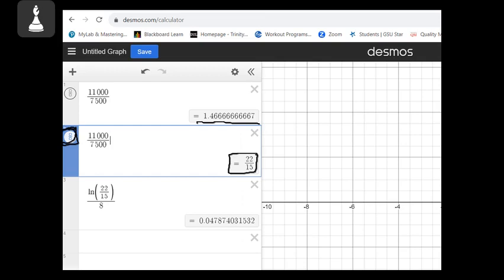When it came down to taking the natural log of 22 over 15, put that in parentheses, take that whole result divided by 8. This is where I got that 0.047, and then I wrote a 9 because the 7 is going to round the 8 up to a 9. And then we went from there to get our final answer of 4.8%.